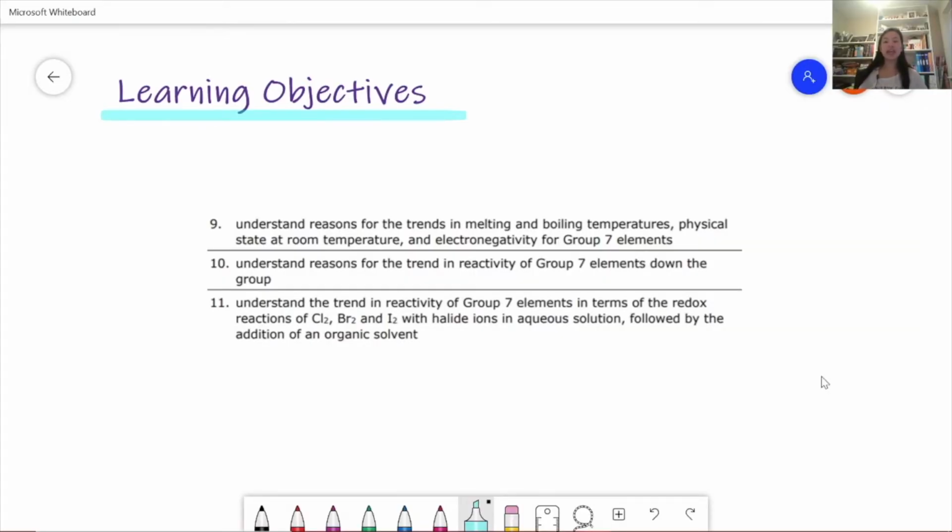Here are today's learning objectives. The first is to understand reasons for the trends in melting and boiling temperatures, physical state at room temperature and electronegativity for group 7 elements. Then we're going to understand reasons for the trend in reactivity of group 7 elements down the group. And lastly, we're going to understand the trend in reactivity of group 7 elements in terms of the redox reactions of chlorine, bromine and iodine with halide ions in aqueous solution, followed by the addition of an organic solvent.